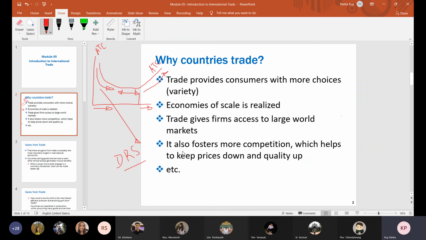Yeah, and it also fosters more competition, which takes the price down and quality up. Quality up, you believe this? That is the empirical proof. Also, I believe, when you do the trade, there will be some more competitive products, right? And then in order to compete with your competitor, you need to improve your efficiency. That's why the competition can bring the lower price and higher quality of your products. Okay, is that clear?